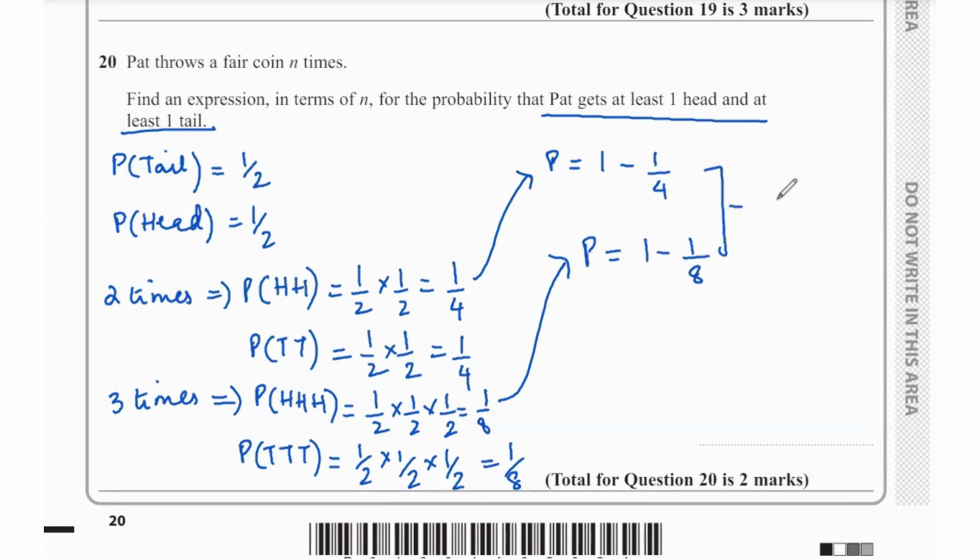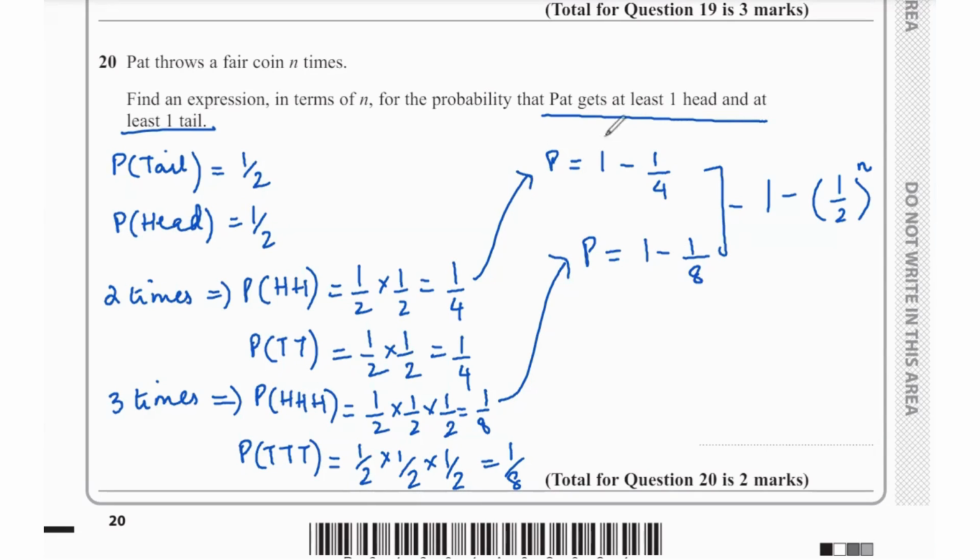So if we compare the two, we can see that it's basically 1 minus 1 over 2 raised to the power of 2 over here and 3 over here. So basically, for n times, it would be 1 minus 1 over 2 to the power of n. We don't know what the value of n is. It can be any number of times. So what we need to do is raise the probability of getting a head or tail to the power of how many times the coin is being tossed, and then subtract that from 1 to get the probability of getting at least one head and at least one tail.